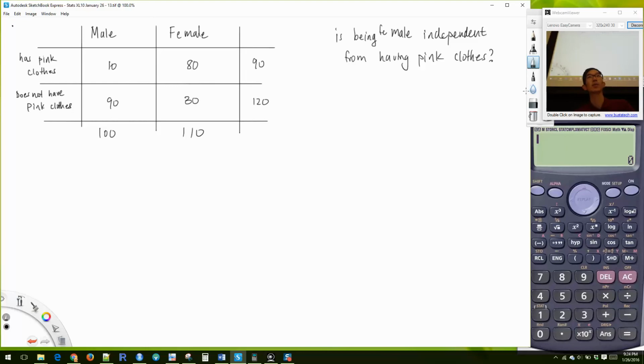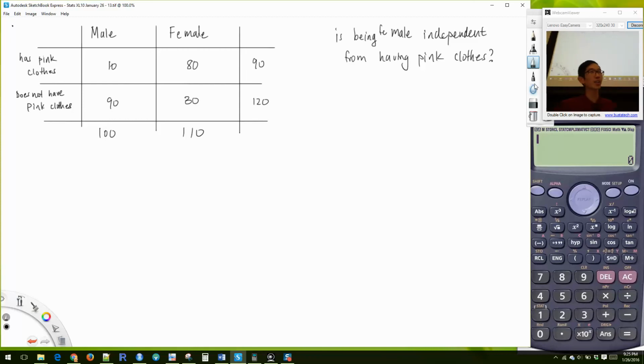Okay, and what is your answer here? Yes? No? What does it mean to be independent? Independent means one outcome has no influence on the other outcome. So if we know someone is female, does that make this person more likely or less likely to own pink clothes? More likely. So the outcome of one does influence the outcome of the other.